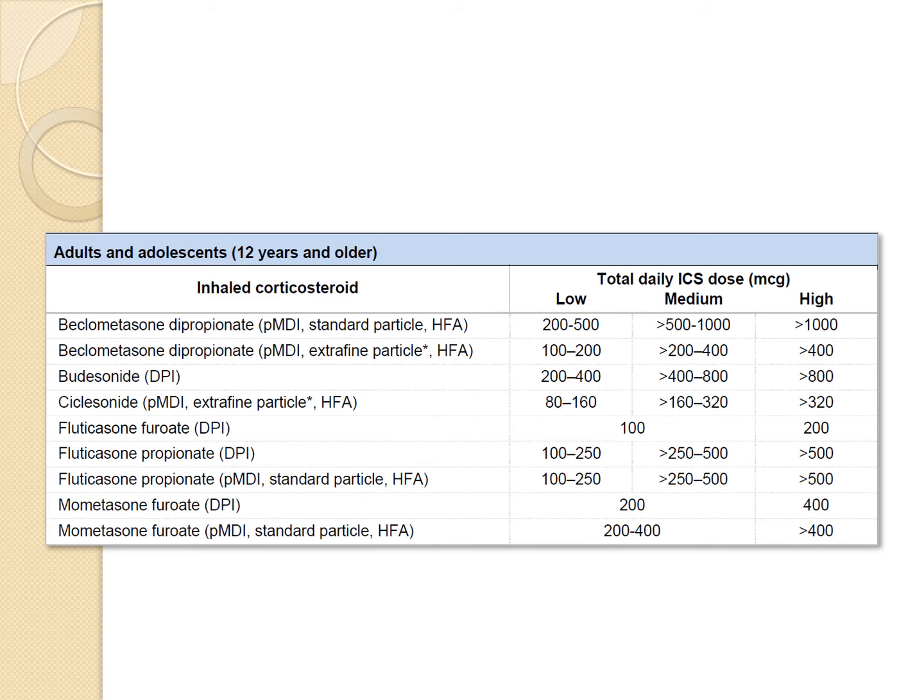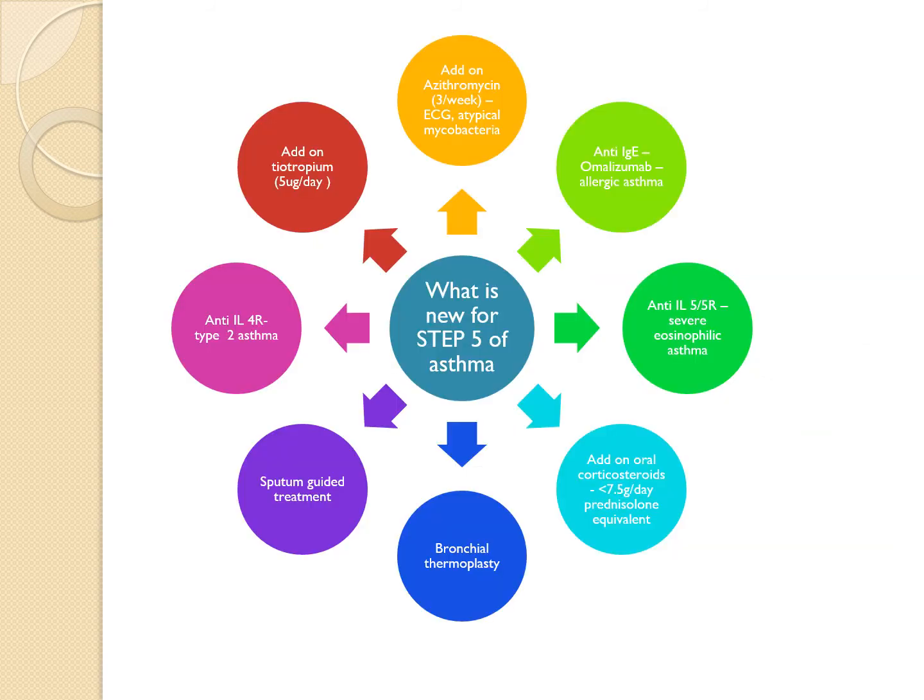This chart is added to show the amount of steroids that can be used based on the low, medium and high dose levels of steroid components that you can use when you are managing patients. So what we are mainly concentrating on are beclomethasone and fluticasone. Last year at ERS, mometasone containing inhalers were put into trials and they had a positive response. So very soon a mometasone plus formoterol combination will be available in Sri Lanka.